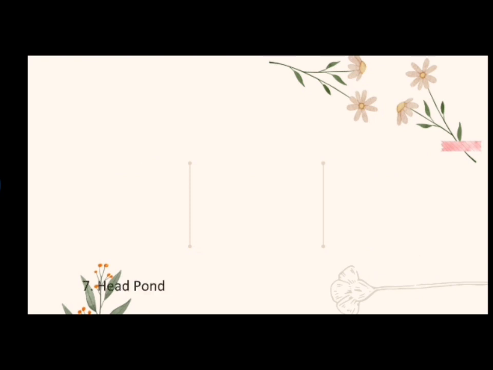So the seventh is the head pond. Head pond is for storing reserve water. So it is to supply necessary water during normal run-off river operation of the power station pond. So it is the reservoir of water created by the construction of a dam.